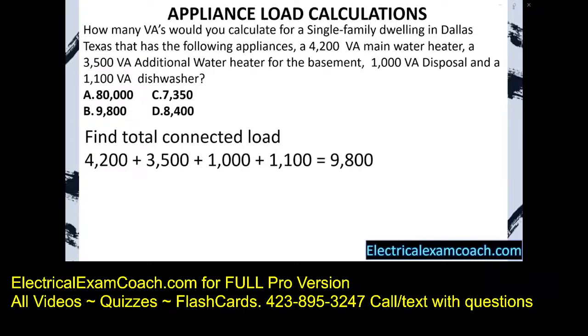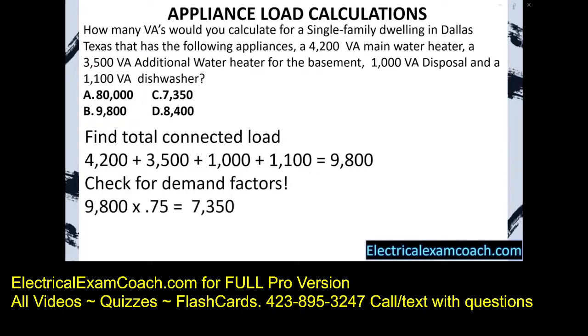Now, we check for demand factors. Sure enough, we have 4 or more fixed appliances, so we can apply the 75% rule. We take 9,800 multiplied by 0.75. That gives us a new reduced load of 7,350 VAs.